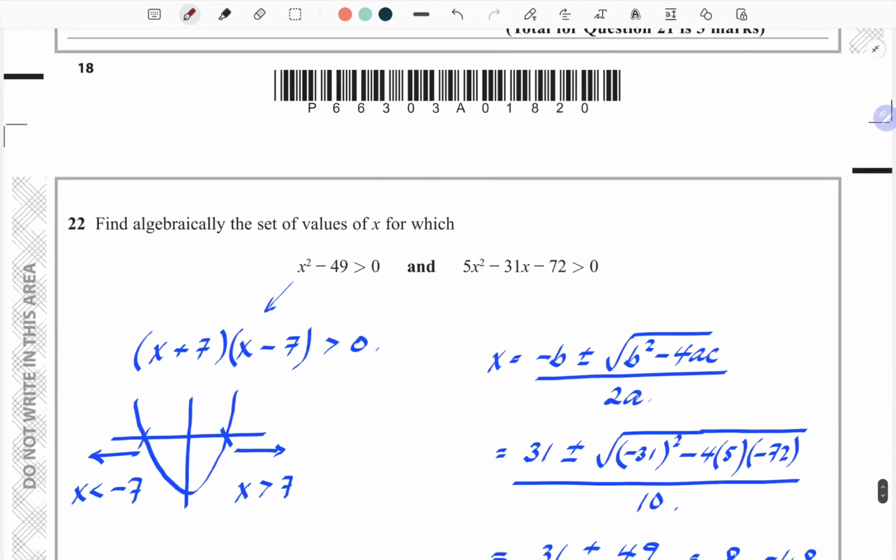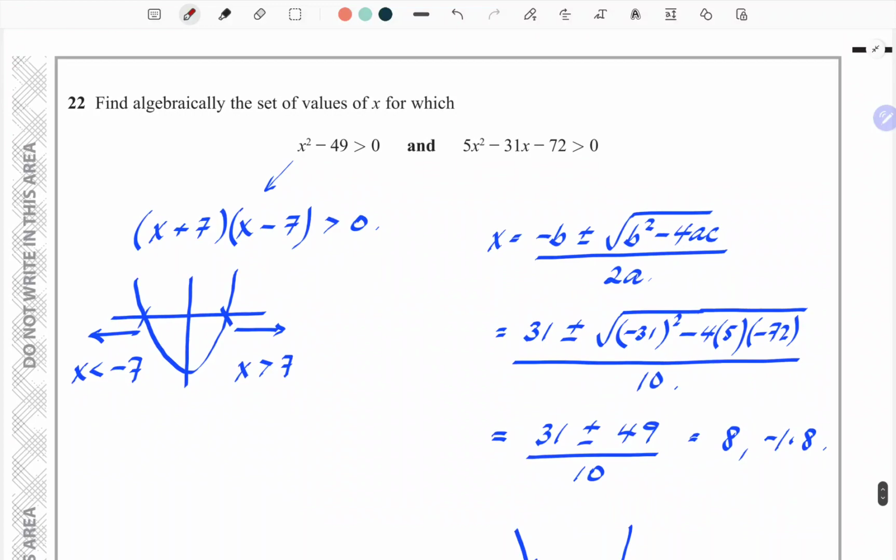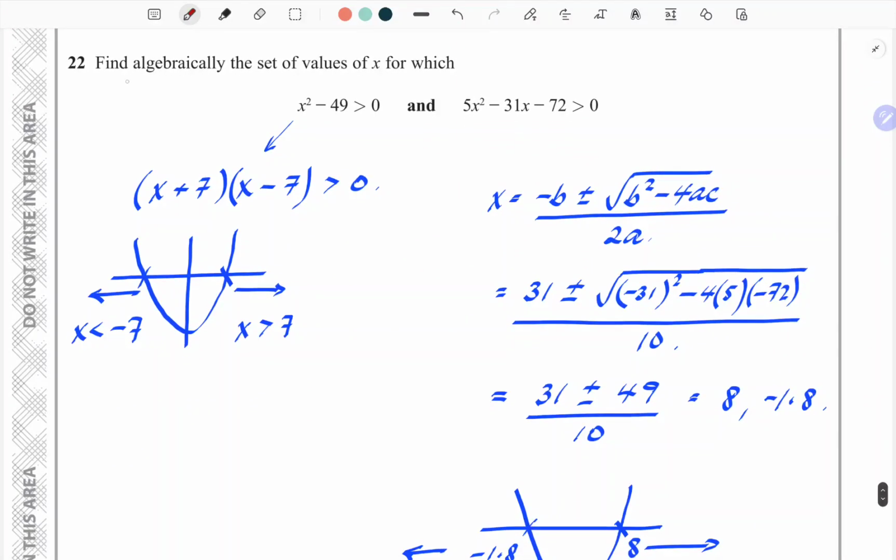Okay, almost there. Last question, number 22, says find algebraically. Even if it says algebraically, you're doing the algebra, but use little sketches, because what we have is quadratic inequalities. So inequalities in general.